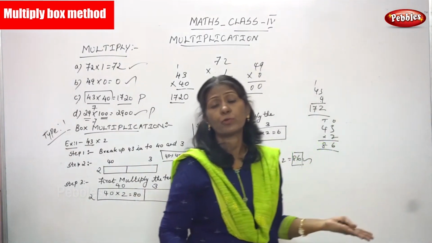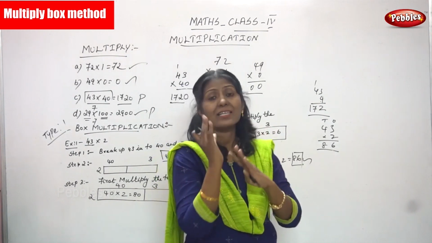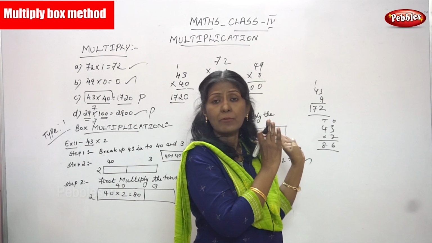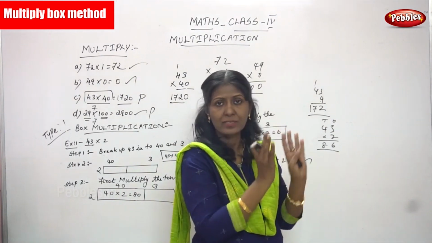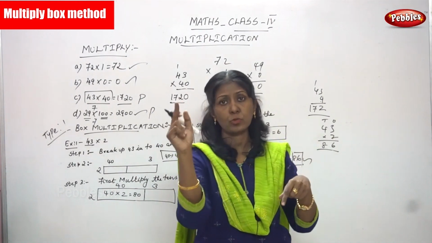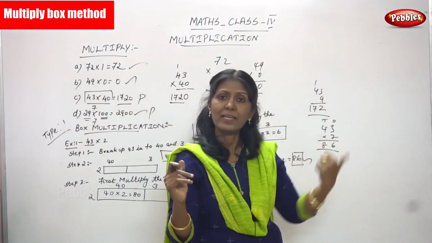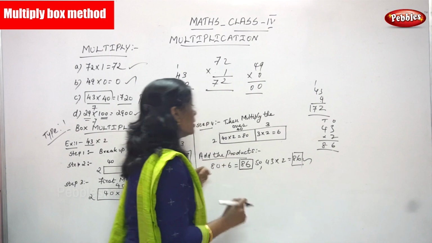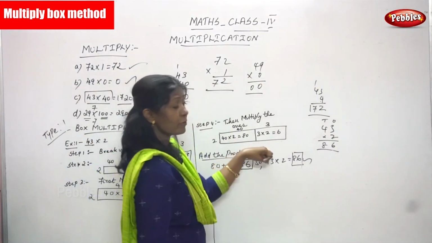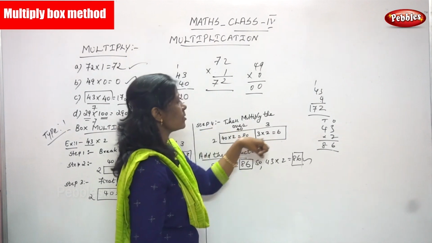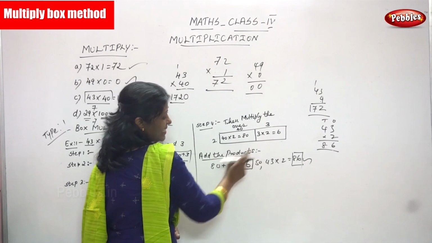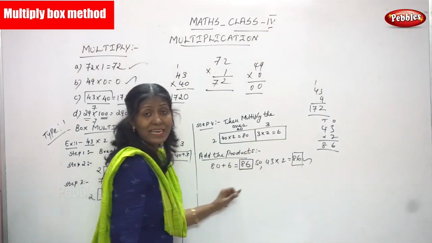Then in step 4, you write whatever answer you get from multiplying the tens. You write as it is, 40 into 2 you get 80. You write everything in that particular box. First you write the box, and 40 and 3, then in the edge you write 2, and you write 40 into 2, 80 as it is. Then 3 into 2. So now we are going to multiply the ones. 3 into 2 we get what? 6. Then finally you add the products, and 80 plus 6 gives the product 86.